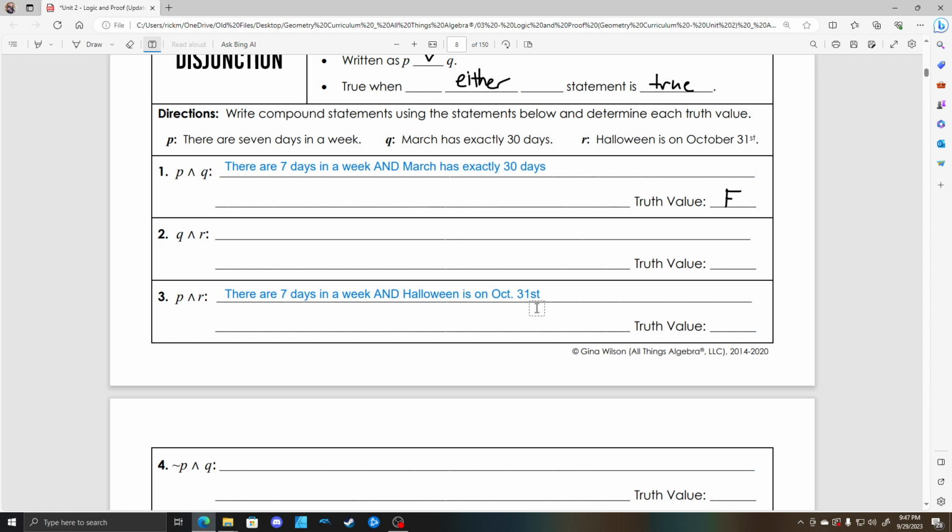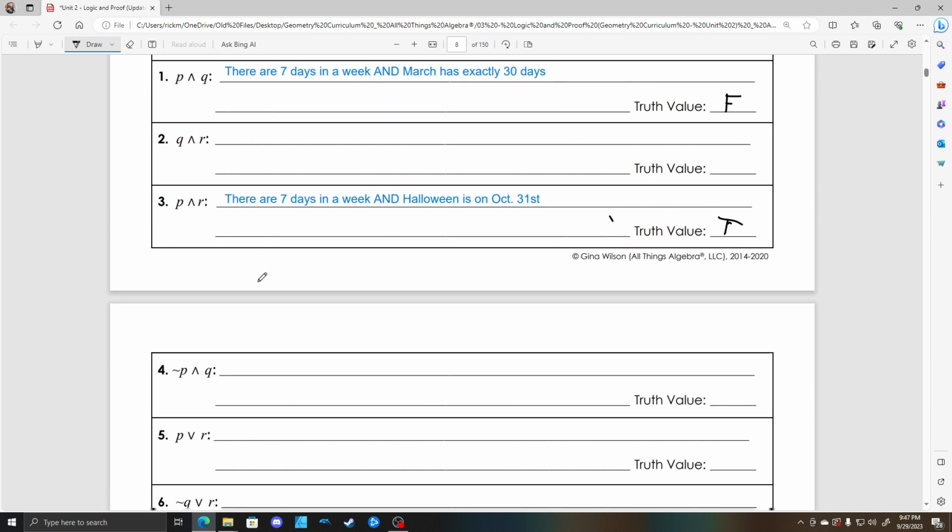So both of these statements are true. Therefore, our truth value is true. If I can get there. There we go. This is true. All right, so let's go ahead and go down to number 5.